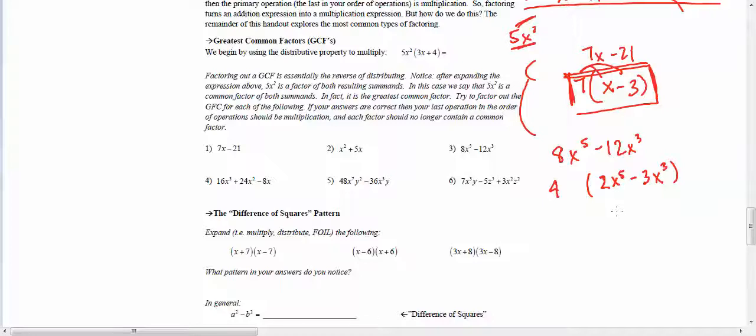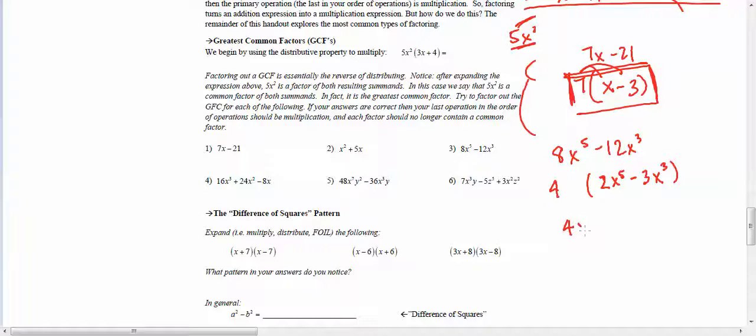Now what I'm going to do is pull out the greatest amount of x's I have. I have x times x times x times x times x over here, and I have x times x times x over here. I got 5 of them in the first one, and 3 of them in the second one. What's the most I can take out of there? I can pull out only 3, because this one only has 3 to spare.